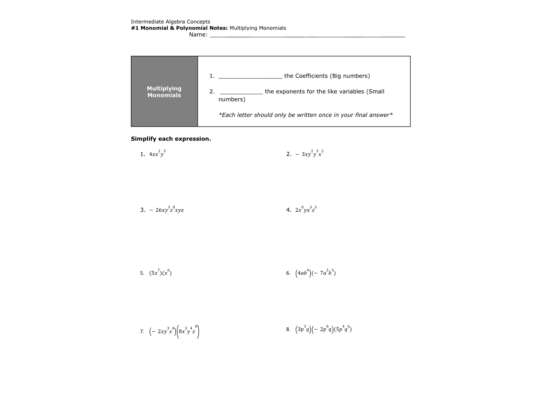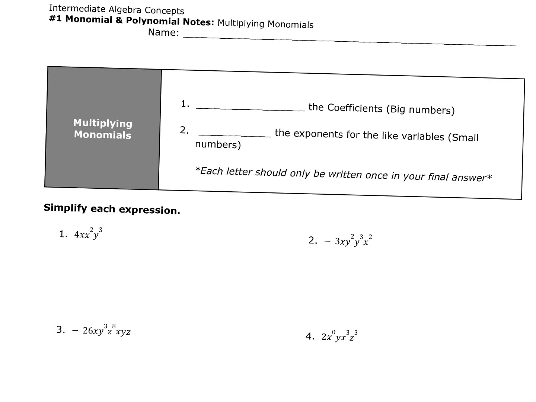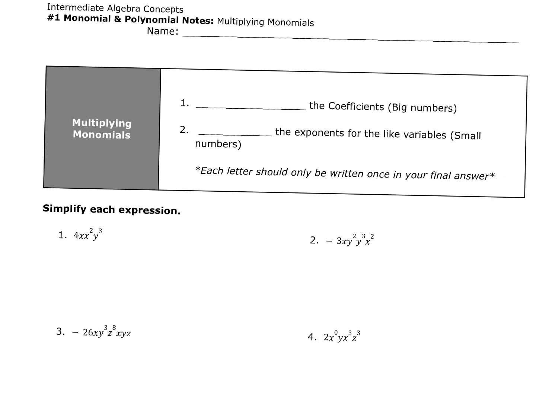We're moving on to our monomial and polynomial unit, and we're working on our first notes assignment. So when you're multiplying monomials, the first thing you're going to do is multiply the coefficients. Those are the big numbers out front of your letters. And then you add the exponents for like variables.